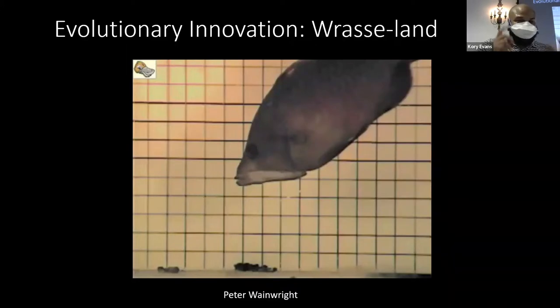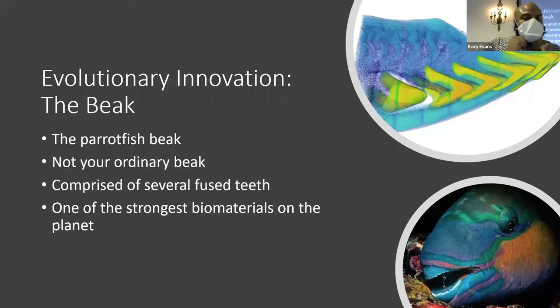So this slingshot wrasse has a little sheath made out of its nasals to bring the premaxilla back. It's pretty impressive. However, I would argue that the most impressive evolutionary innovation in wrasses actually belongs to parrotfishes.